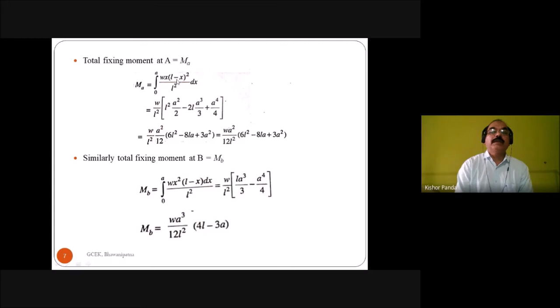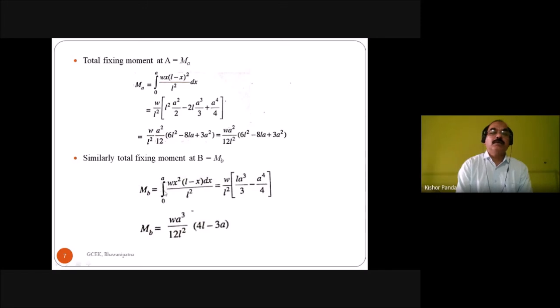Then after integrating this and putting the values 0 and A, finally this is the equation: MA is equal to W A square by 12 L square into (6 L square minus 8 L A plus 3 A square). This is the total moment at A. Similarly, you can find out the total moment at B, MB.